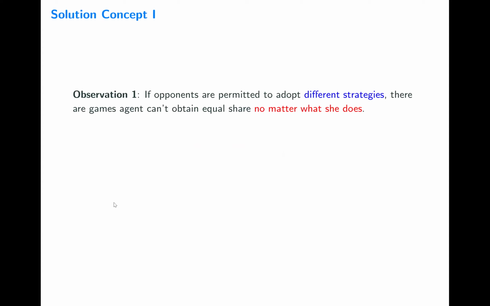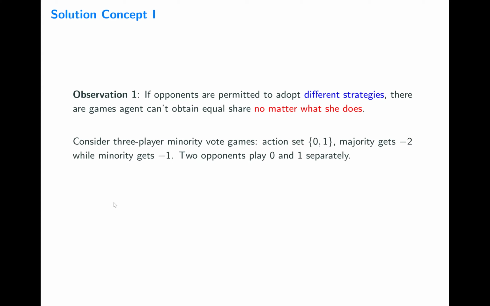In order to develop this solution concept, we first have an observation: this is a symmetric multiplayer game, so opponents can play different strategies or the same strategy. The first observation is that whenever you admit your opponents playing different strategies, there are games where your main agent can never achieve equal share no matter what she does.